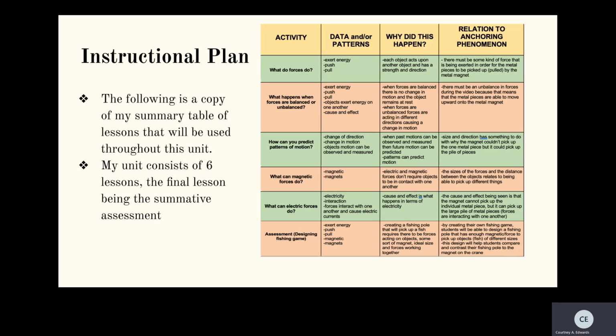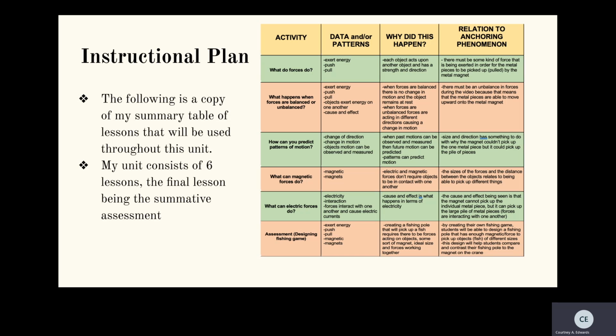The following is a copy of my summary table of all the lessons that will be used throughout this unit. My unit consists of about 6 lessons, the final lesson particularly being an overview of the summative assessment that students will be creating. That's the last day where we're going to wrap things up. And then the following week, students will be working all week on their summative assessment.